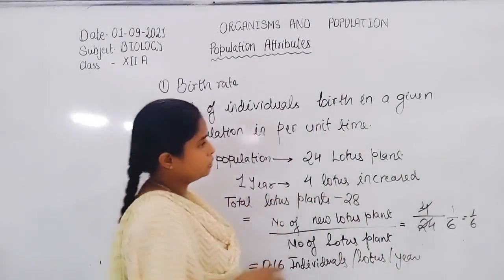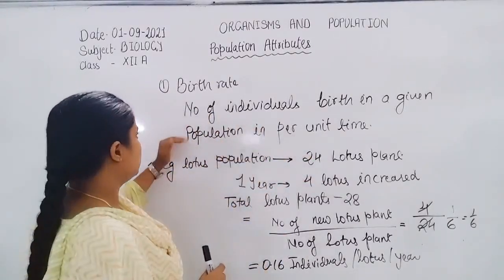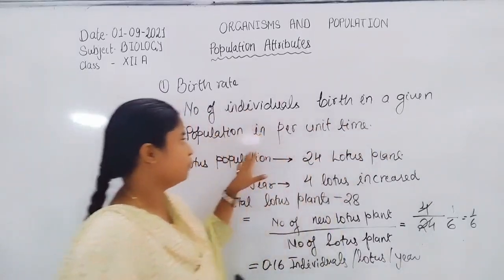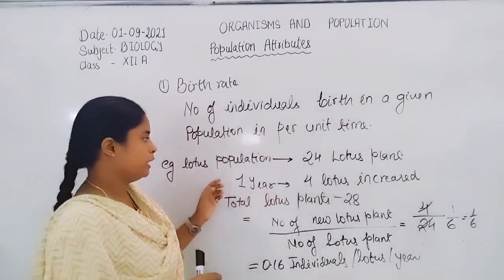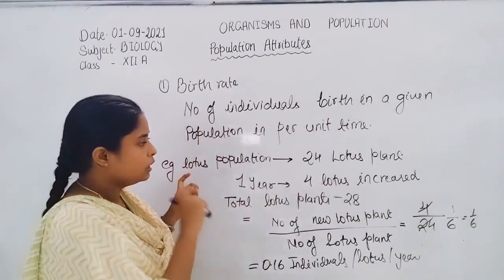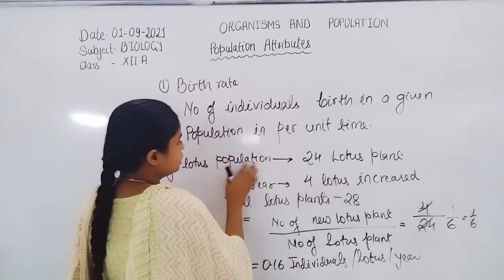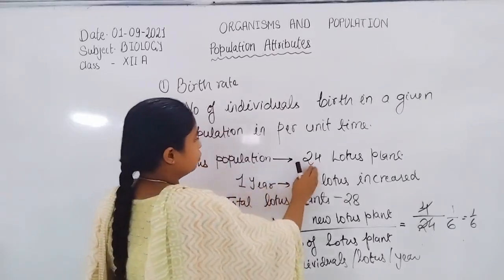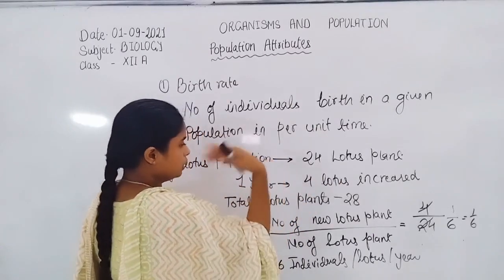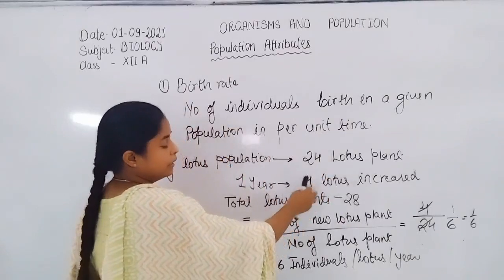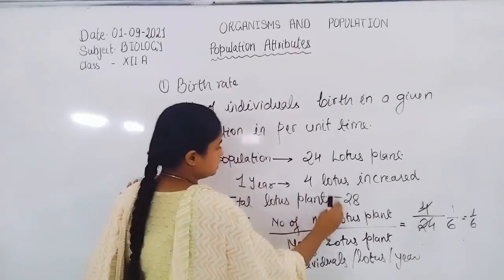Now let us discuss the death rate. How do we calculate the birth rate of a given population? The birth rate is the number of individual births in a given population per unit time. What is the unit time? Year is the unit time for a lotus plant, because we calculate lotus plants yearly. In the lotus population there are 24 lotus plants, and in a year the newly added lotus plants join the pond population by birth, so the total number of lotus plants is 28.